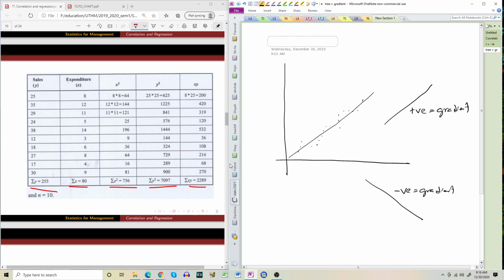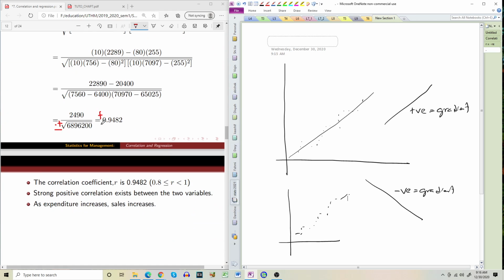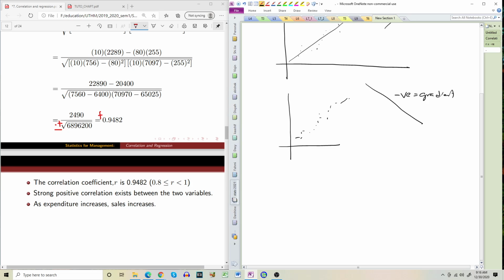So once you plot, you see the pattern. If the plotting goes upwards, then your R is positive. If your plotting goes downwards, your R is negative. Where do the positive and negative come from? From the square root here. So choose wisely, positive or negative. For that, you need to plot the data.